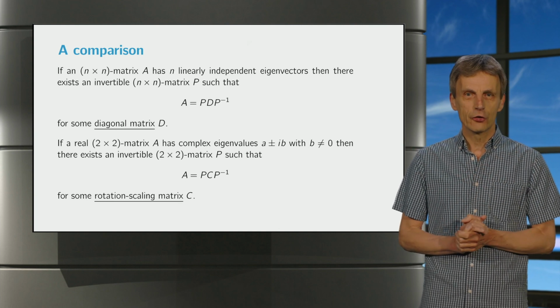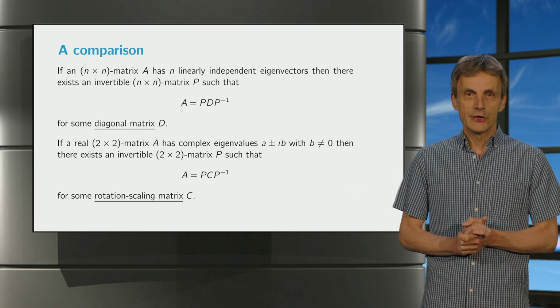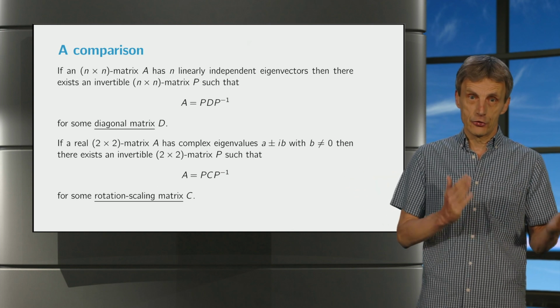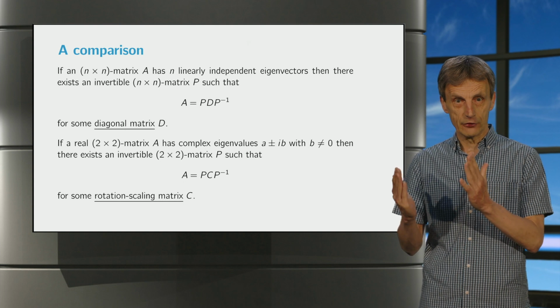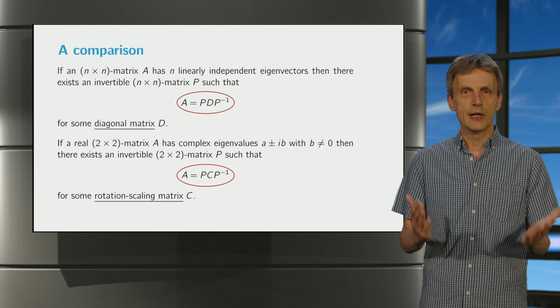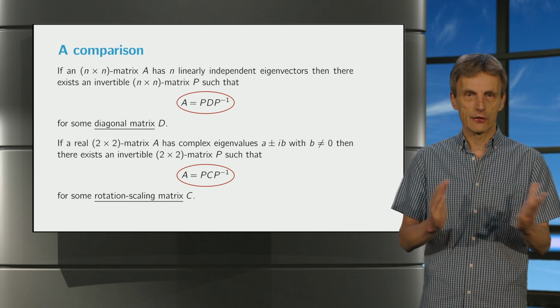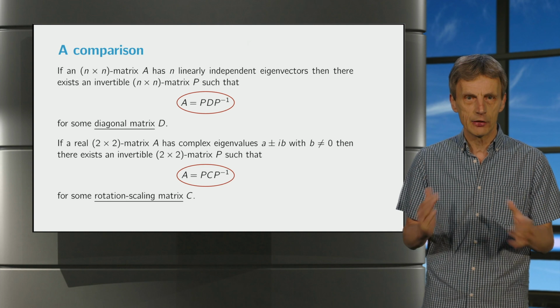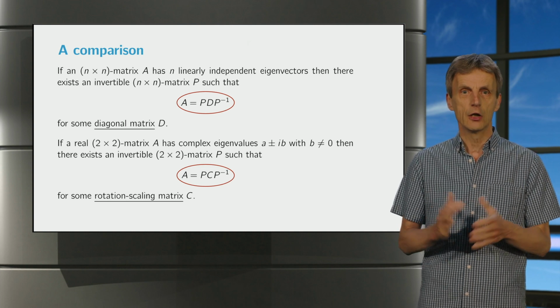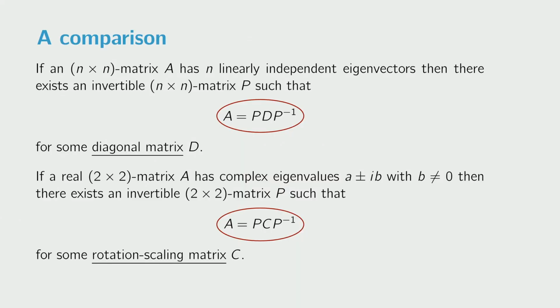What do these two results have in common? Well, although a diagonal matrix D is not the same as a rotation scaling matrix C, the two decompositions clearly have the same structure. These two formulas are two examples of a so-called similarity relation between two matrices, which is the topic of this video. Here's the general definition.